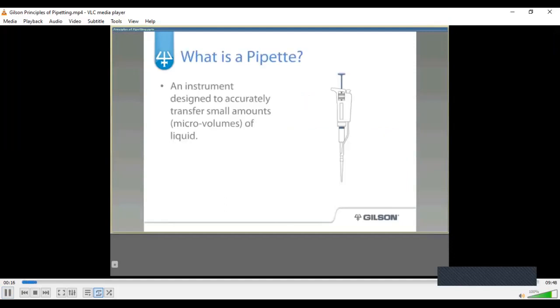So what is a pipette? A pipette is an instrument designed to accurately transfer small amounts of liquid, anywhere from fractions of a microliter up to milliliters, and they can be used for a wide variety of applications, including PCR, DNA extractions, and water testing.